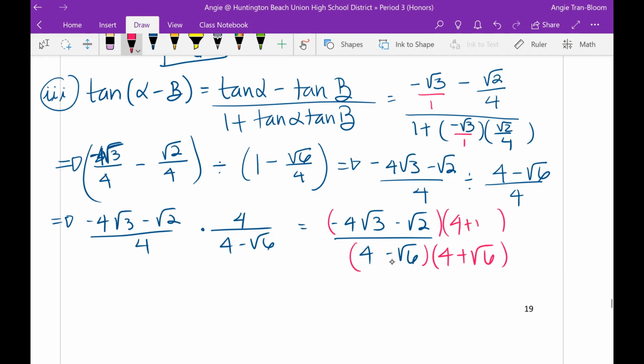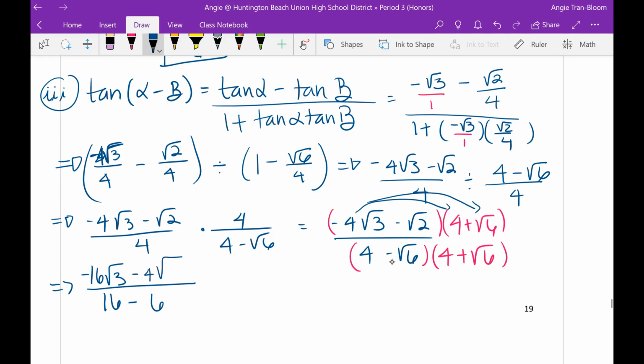Okay. And you slowly FOIL that out. Because if you make a mistake, you might be done. So, let's multiply the bottom first because I like the bottom. What would you get in the bottom? 4 times 4 is what? 16. Negative rad 6 times a positive rad 6 is what? Negative 6. Okay, now on the top, here we go. Negative 4 rad 3 times 4 is now a negative 16 rad 3. Negative 4 rad 3 times a rad 6 is now a negative what? 4 rad 18. I'm going to hold it right there.